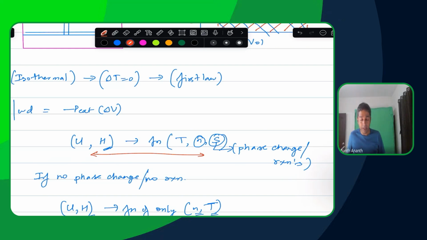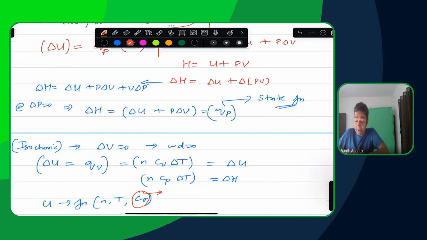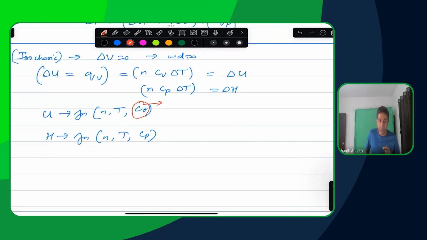Are you able to see my screen a bit more clearly? Yes. Okay. So we are going to be connecting it back to this bit over here. How do we link it back? We have got the P part here, N part here. Now, the CV and the CP will change if I'm having a phase change or a reaction happening.